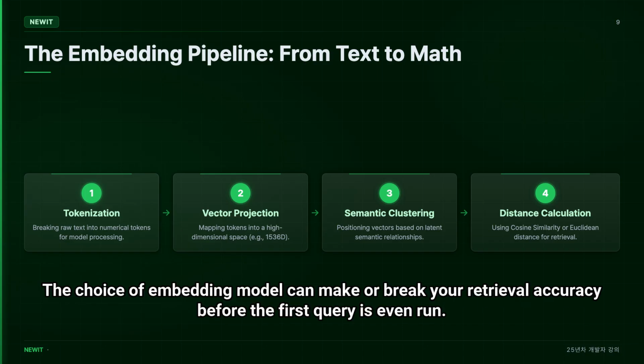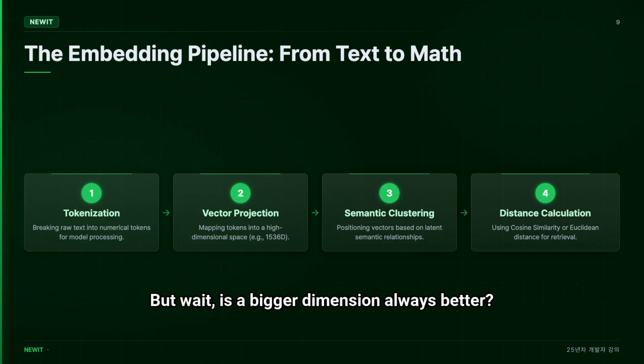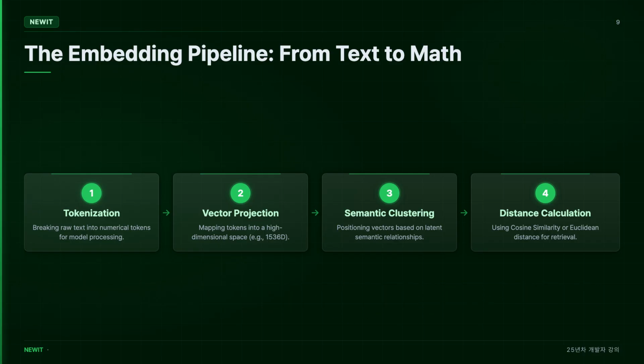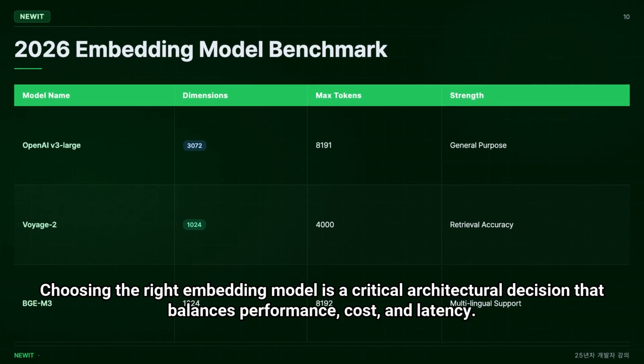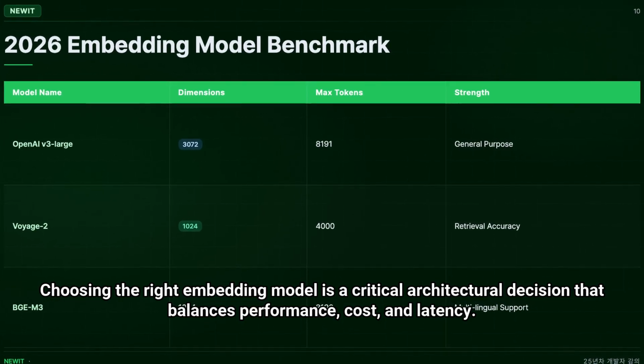The choice of embedding model can make or break your retrieval accuracy before the first query is even run. But wait, is a bigger dimension always better? Let's compare the industry leaders to find out. Choosing the right embedding model is a critical architectural decision that balances performance, cost, and latency.